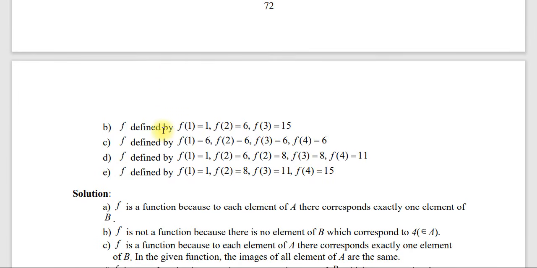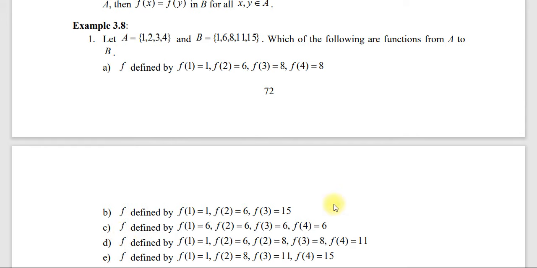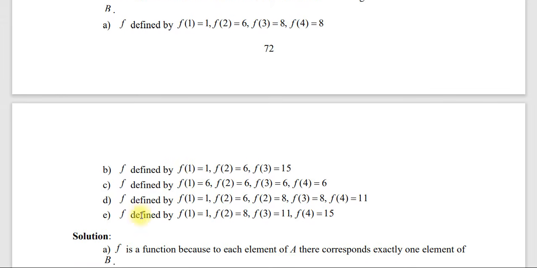So there are options given: a, b, c, d, and e. Let us go to the solution. First, let's see what b says: f defined by f of 1 is equal to 1, f of 2 is equal to 6, f of 3 is equal to 15. Then f defined by f of 1 is 6, f of 2 is 6, f of 3 is 6, f of 4 is 6.